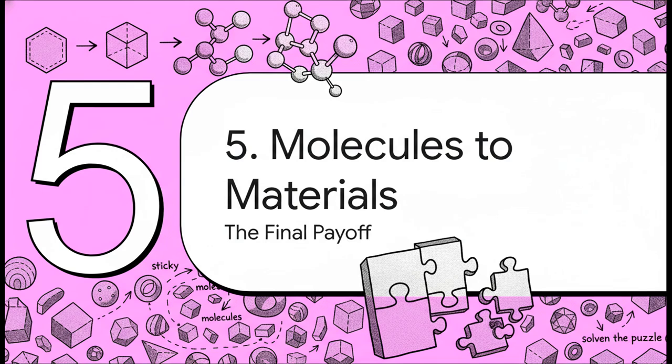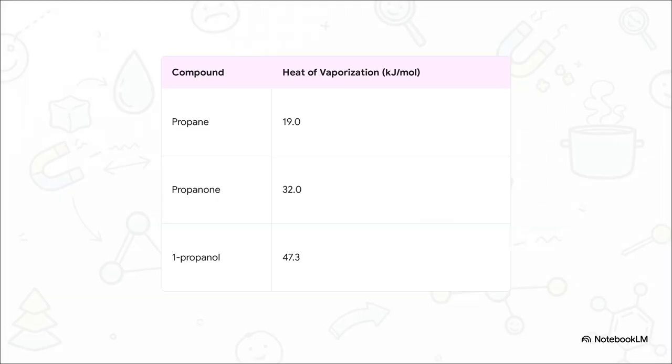And here we go. This is the moment we've been building towards, the final payoff. We've gone from a 2D drawing to a 3D shape to a molecule's character. Now we can finally connect all the dots and solve that original puzzle about our sticky molecules. Remember this table from the beginning? Propane, propanone, 1-propanol. 3 molecules all about the same size, but with these wildly different heats of vaporization. So why? Why does it take so much more energy to pull 1-propanol molecules away from each other?